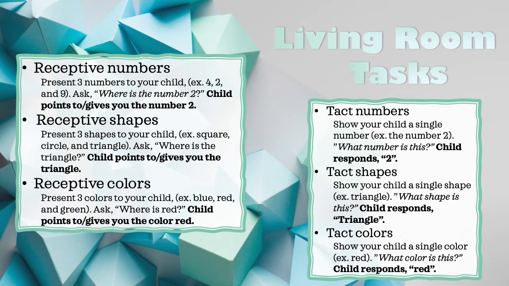For shapes, you would show your child a single shape, for example, a triangle. "What shape is this?" The child responds, "Triangle." And finally, for tact colors, you would show your child a single color, for example, red. "What color is this?" Your child responds, "Red."